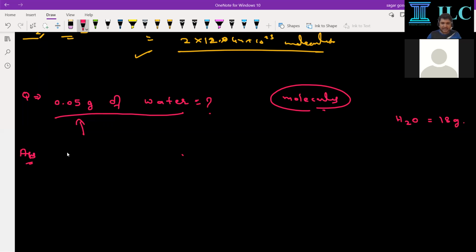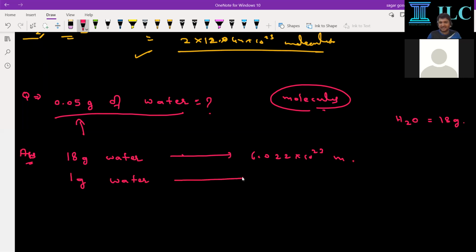So can we say, Vishnu, 18 gram of water, unitary method, it is 18 gram of water contains how many molecules? Tell me that. It is NA, 6.022 times 10 to the power 23. So it is NA molecules it is containing. Just tell me, for 1 gram of water, how much it will contain? Divide it. So 6.022 into 10 to the power 23 divided by 18. So this is for the 1 gram of water.